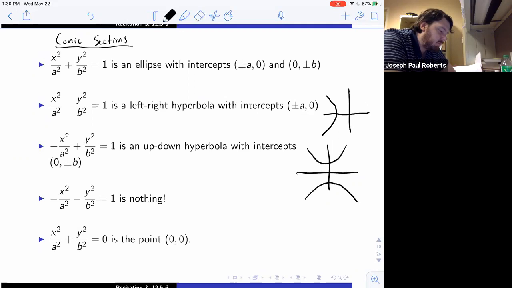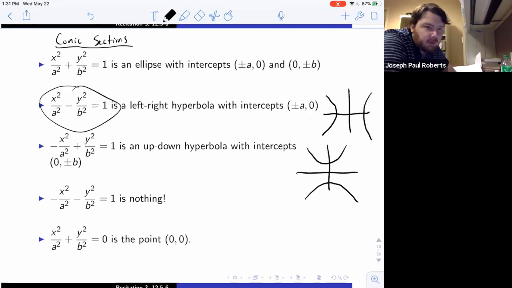So in this first one, if you set x equal to 0, we're looking at minus y squared over b squared equals 1. And we don't do imaginary numbers in this class, so there's no y-intercepts. Whereas if you set y equal to 0, you get x squared over a squared equals 1, which means x is plus or minus a.